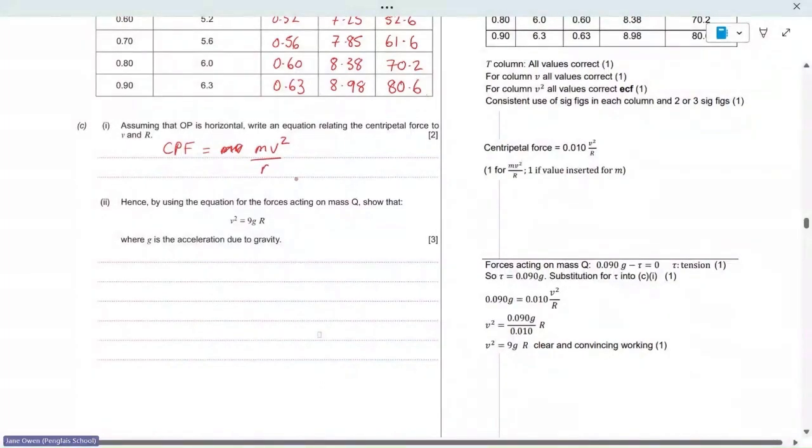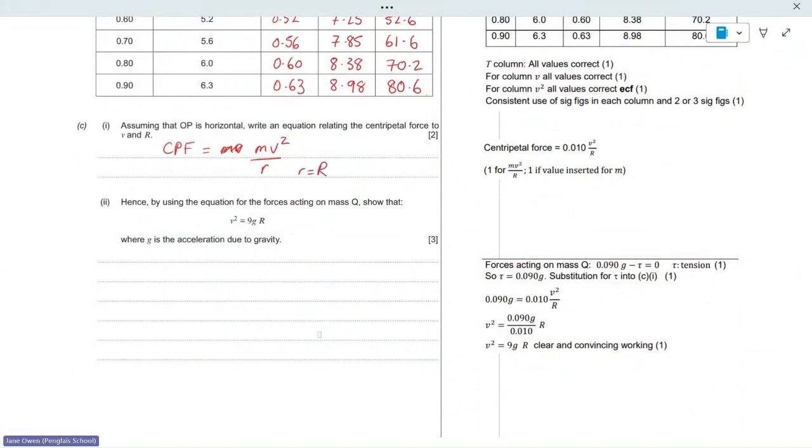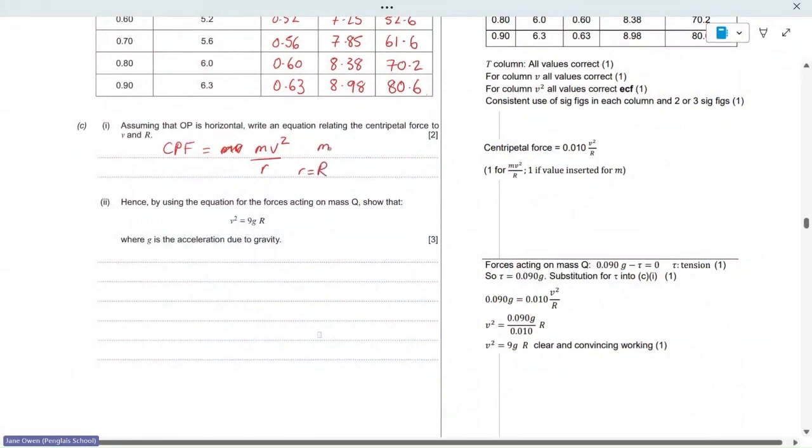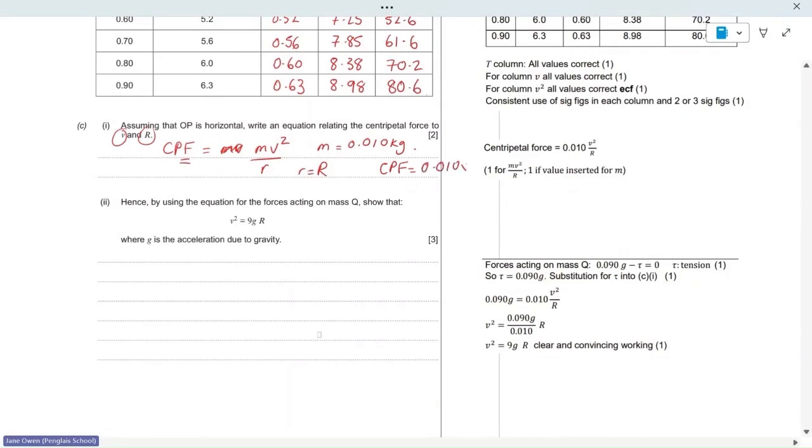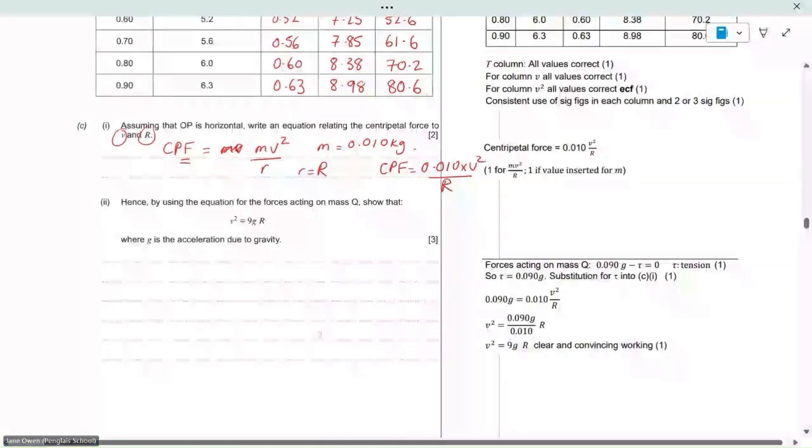But we know that r is equal to big R, and we know that the mass that's circling around is given by 0.010 kilograms from the diagram. So we can slot that in because we want to find the force in relation to V and R. So the centripetal force can be given by 0.010 times V squared over big R.